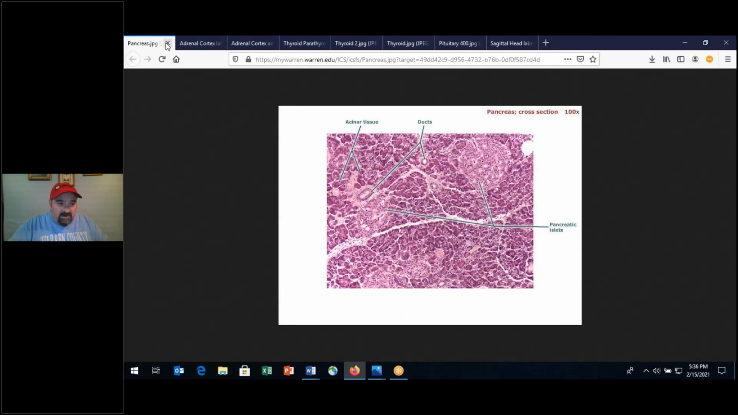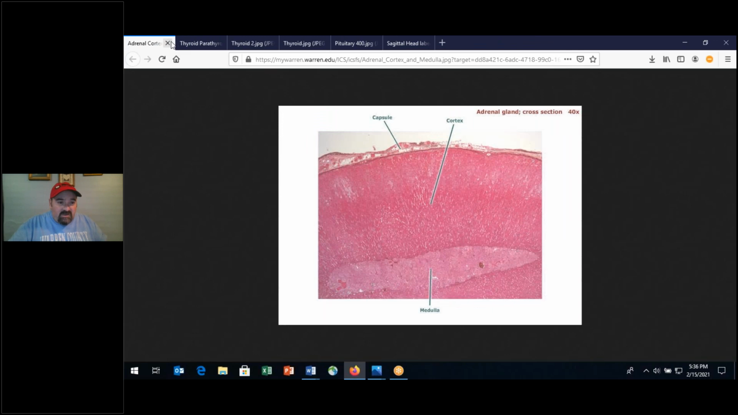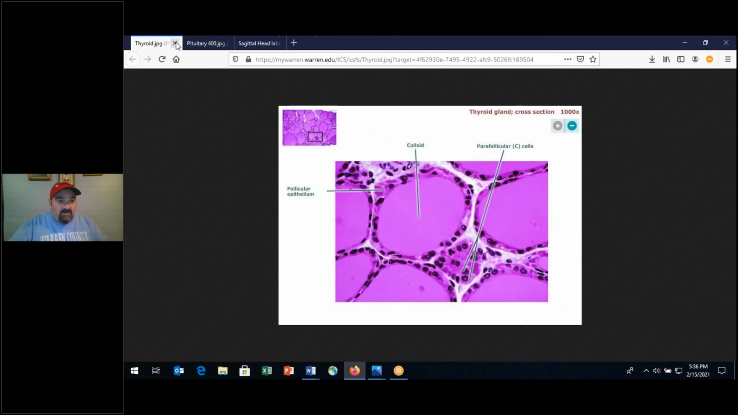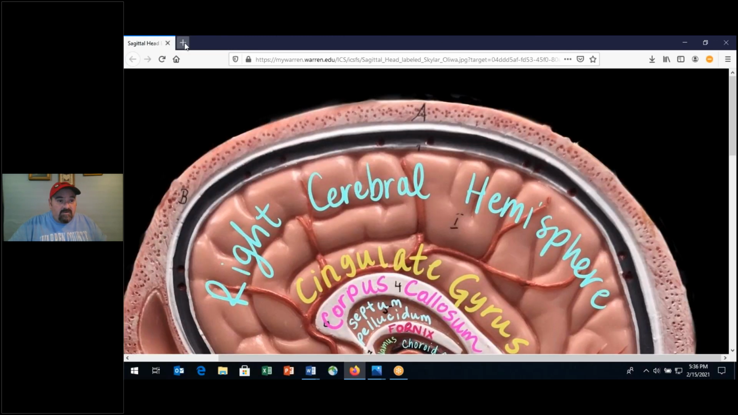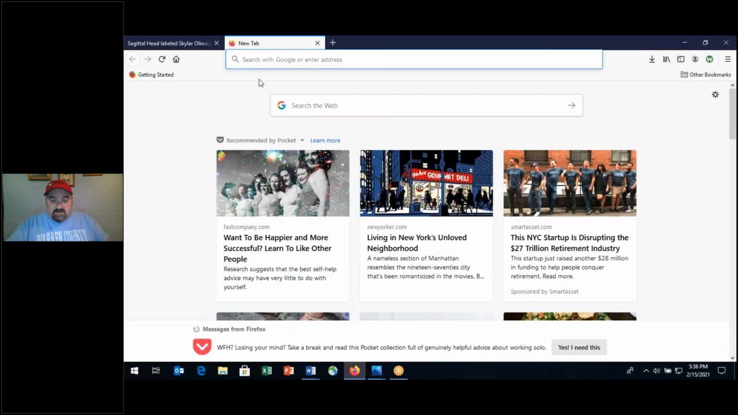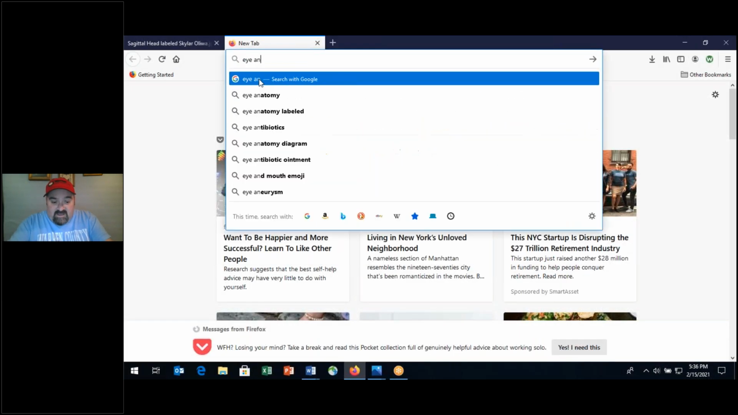Let me get out of some of these images here, and then I will just show you the eye and the ear. Okay, let's look at eye anatomy.